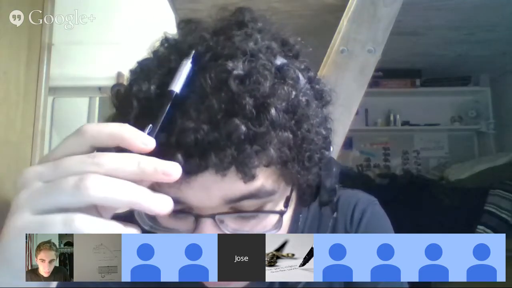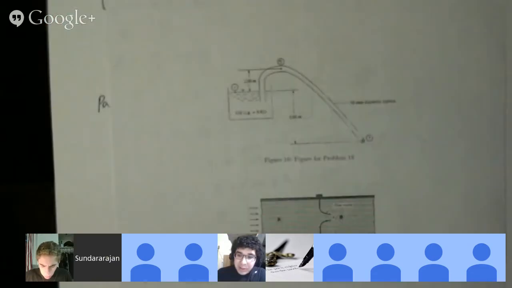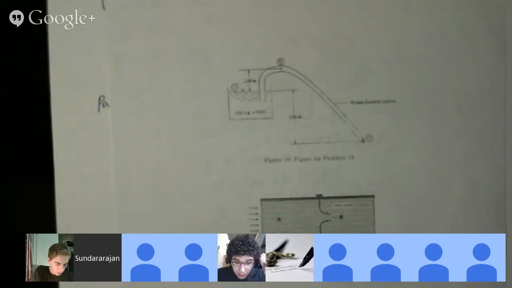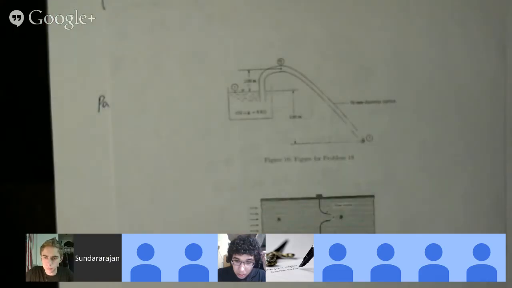It's still stuck though. What are you trying to find? Well, we're trying to find the flow rates. What did you do? I found P1 using the manometer. No, you cannot find just P1. You can only do P1 minus P2.